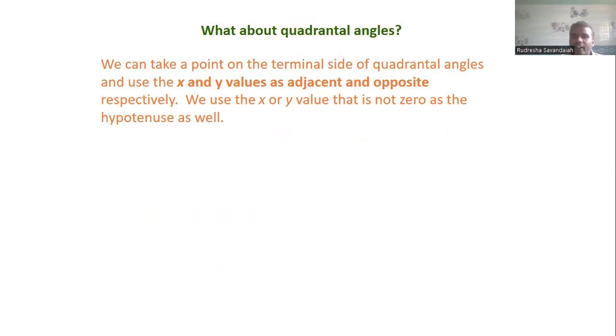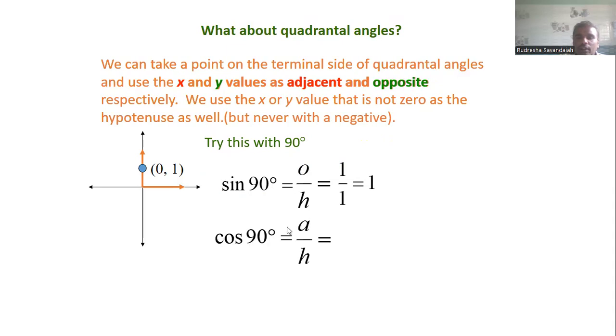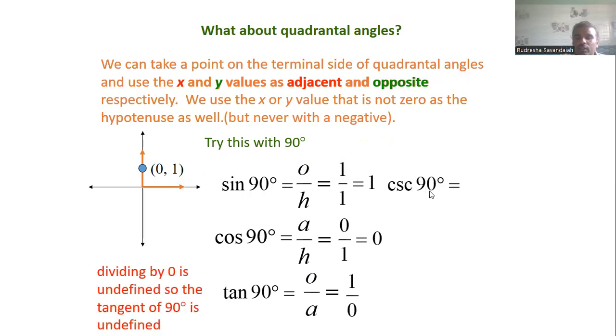What about the quadrantal angles? We can take a point on the terminal side of a quadrantal angle and use the x and y values as adjacent and opposite, respectively. We use the x or y value that is not 0 as the hypotenuse as well. Try this with 90 degrees. Sin 90 degrees is 0... opposite over hypotenuse, 1 by 1. Cos 90 degrees is adjacent over hypotenuse, 0 by 1. Tan 90 degrees is 1 by 0. Dividing by 0 is undefined, so the tangent of 90 degrees is undefined.